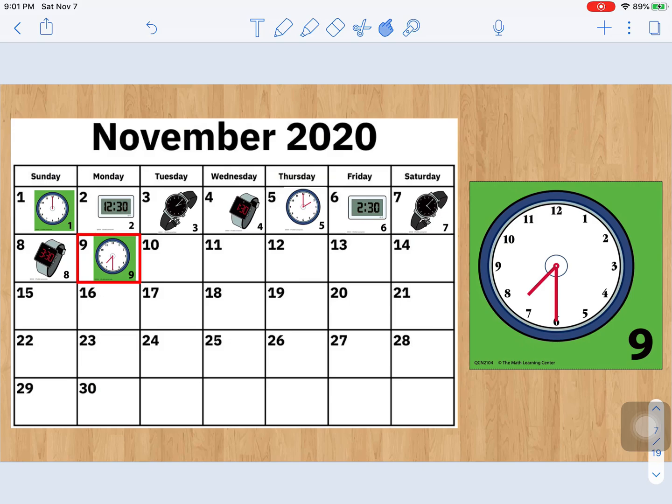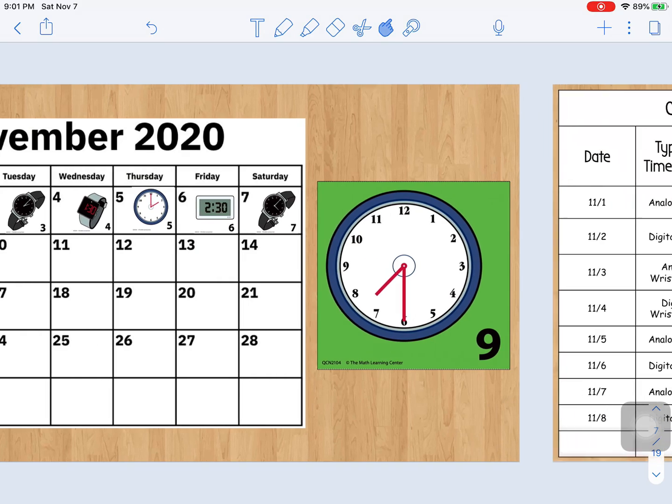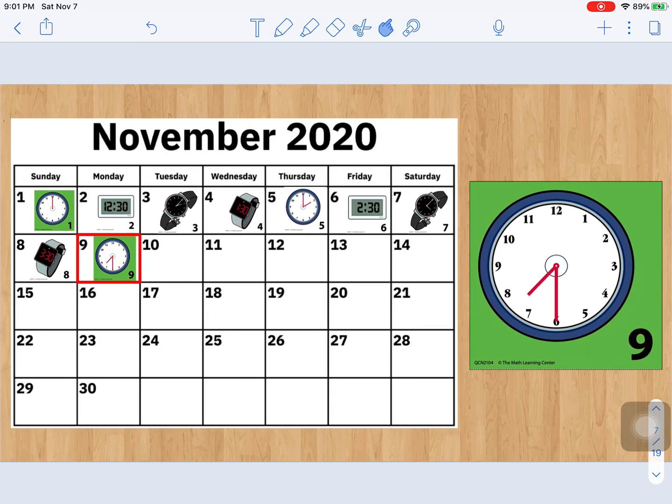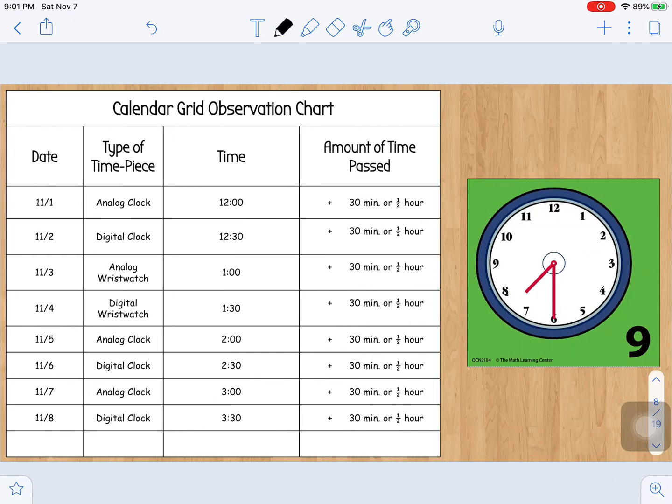I can see that this is another analog clock, and it's not a wristwatch this time, it is just a normal clock. So for November 9th, we can either write November 9th by using numbers. We could also write this by saying November 9th, 2020, or we can abbreviate November just like we have learned and just write the numbers for the day and the year. Again, this is an analog clock.